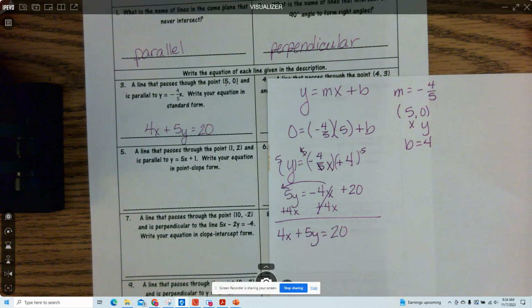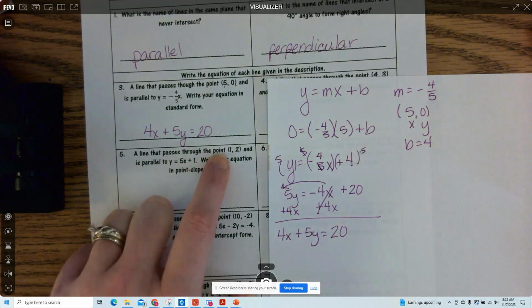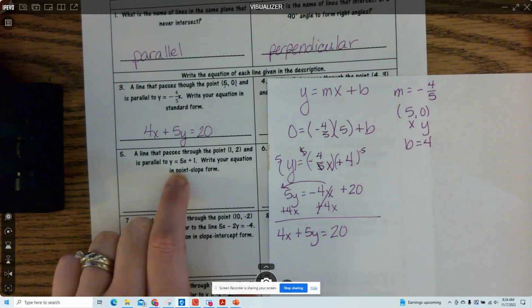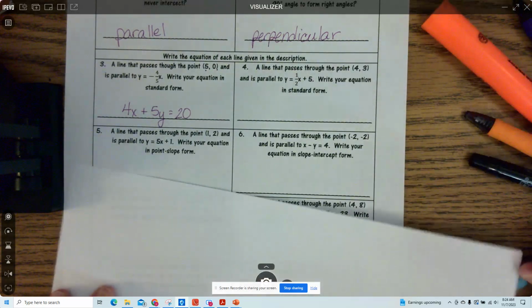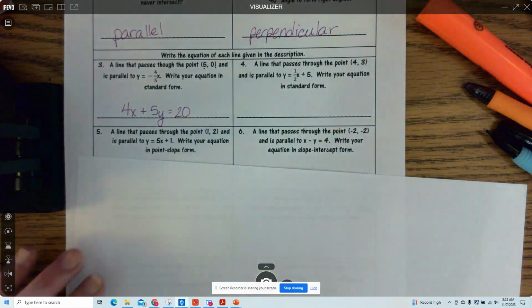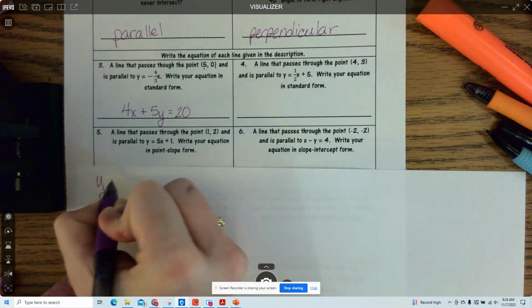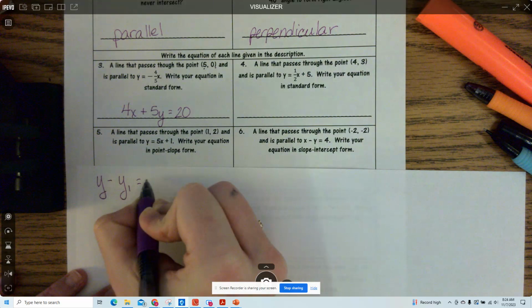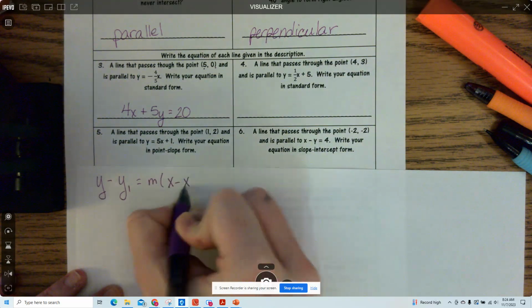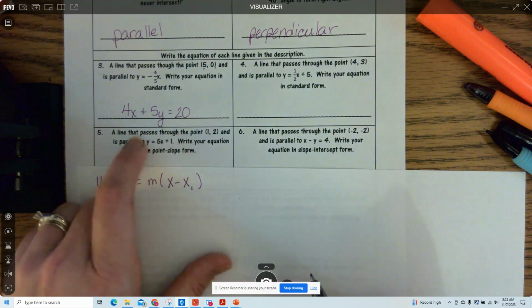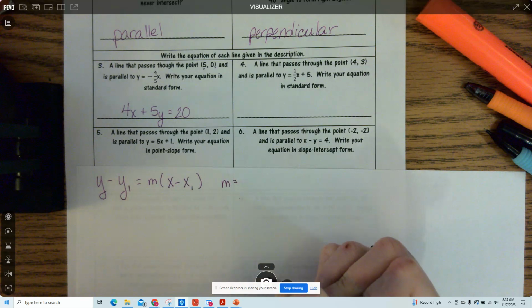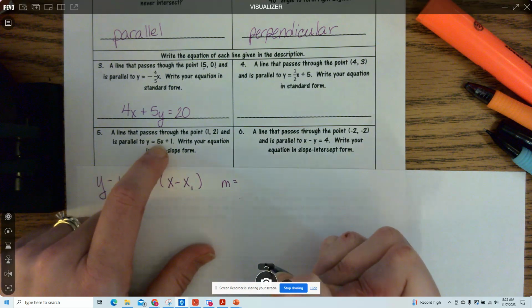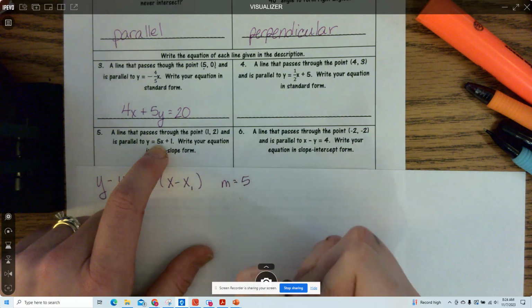All right, next one is point slope form. A line that passes through the point 1, 2 and is parallel to y equals 5x plus 1. Write your equation in point slope form. So point slope form, and those are all still up on the board, is y minus y1 equals m times x minus x1. So if it's parallel, what's going to be the slope of my new line? The number in front of x.